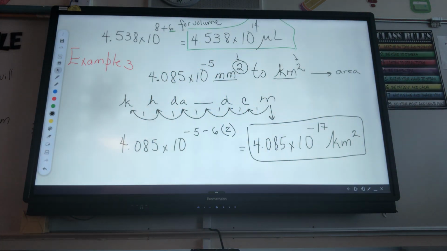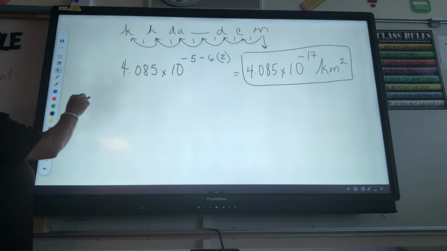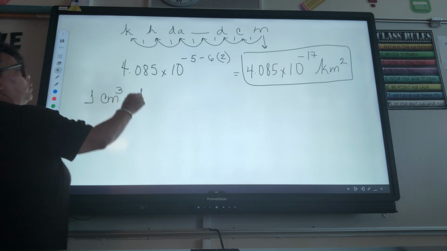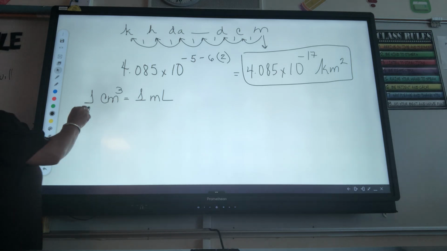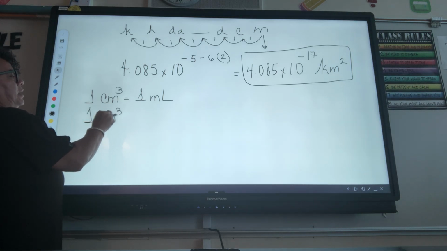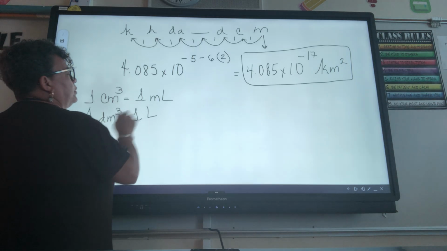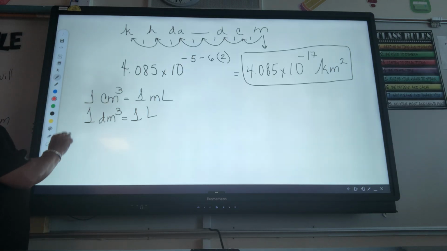Example 4, example 5, and then you're on your own. Before example 4, beautiful, right? Easy piece. Before example 4: 1 cubic centimeter is equal to 1 milliliter. 1 cubic decimeter is equal to 1 liter. So now I'm going with example number 4.